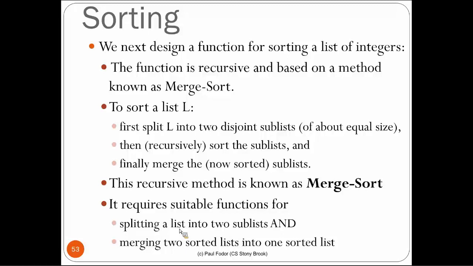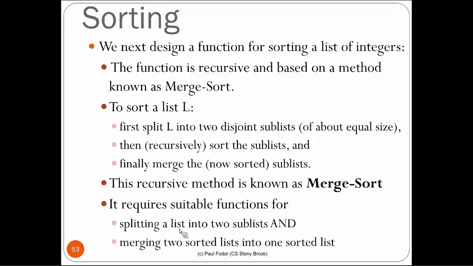To sort a list of elements L, first we need to split the list L into two disjoint sublists of about the same size. Basically, we split the list by putting the odd indexed elements into one list and the even indexed elements into another list, by taking one element out of each one of the two successively, mutually recursive functions.